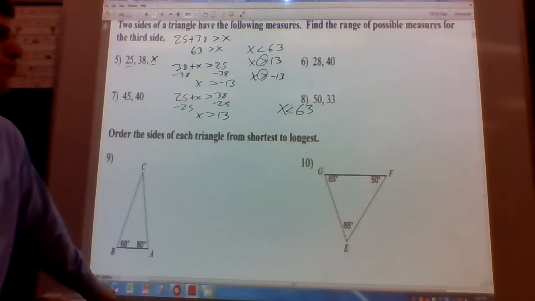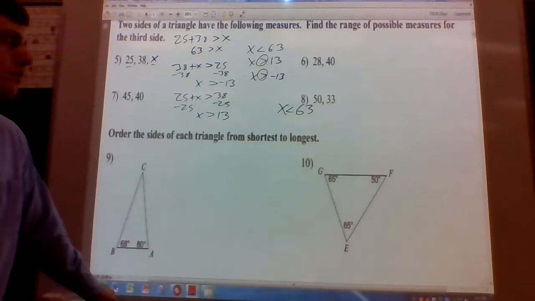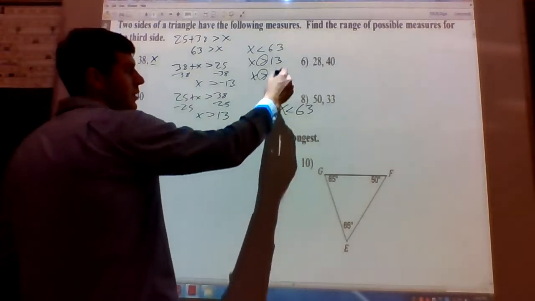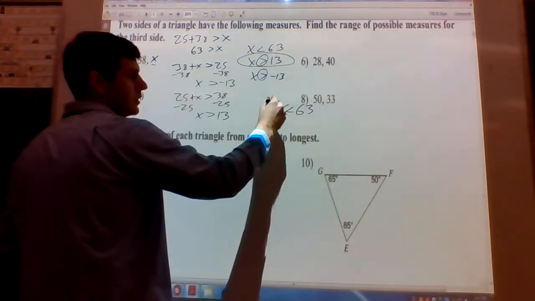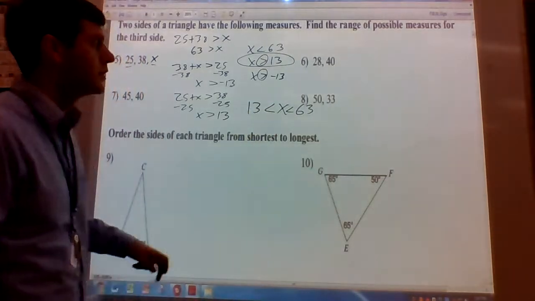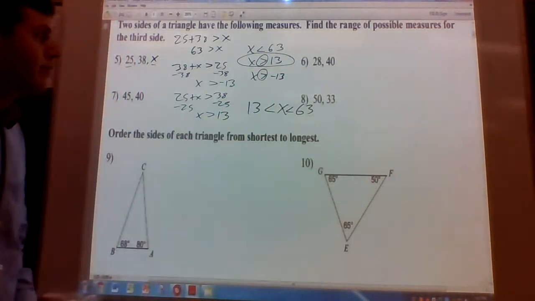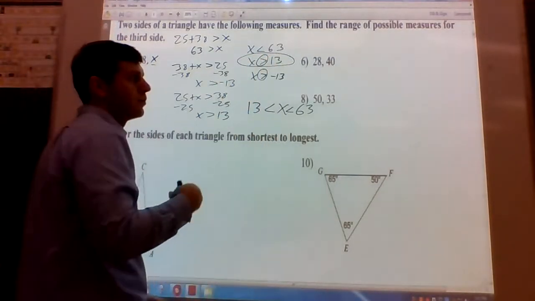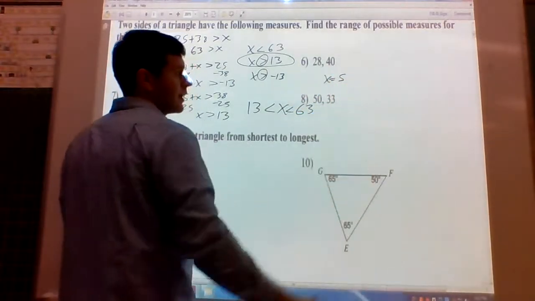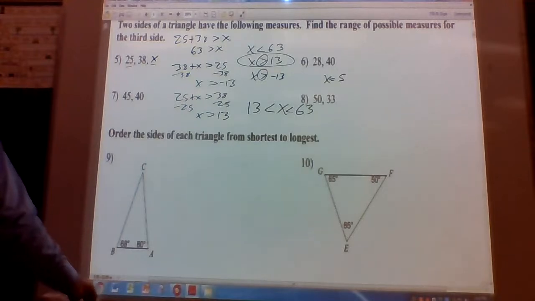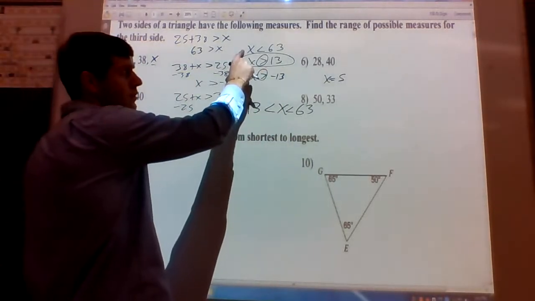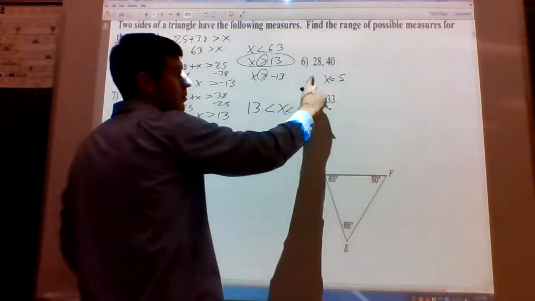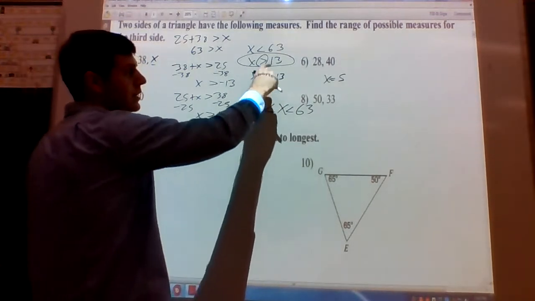So x is greater than negative 13 and x is greater than 13. What set of numbers is going to be greater than 13 and greater than negative 13? That's going to be numbers that are greater than 13. So we want x to be greater than 13, right? If you pick a number between negative 13 and 13, like 5, 5 would have to work for all three if we said x equals 5. So is 5 less than 63? Yes. Is 5 greater than 13? No. So we know 5 can't be a possibility. Even though 5 is greater than negative 13, it doesn't fit all three.